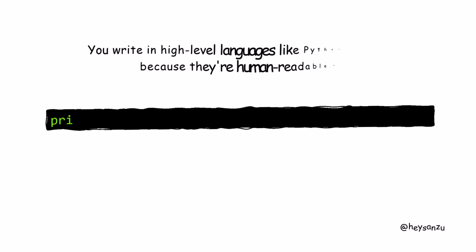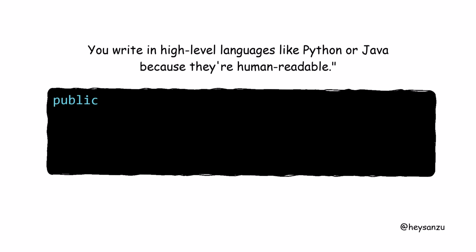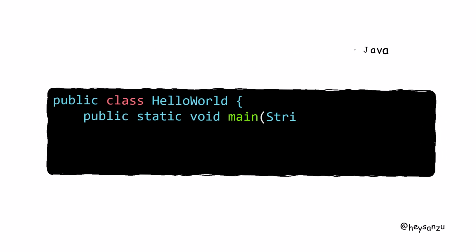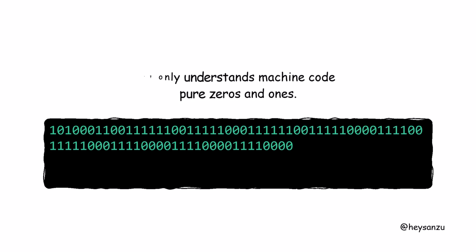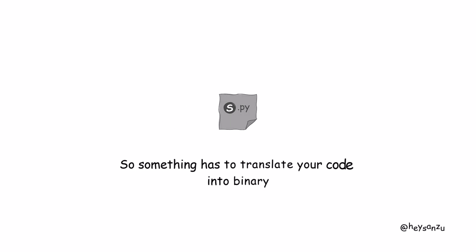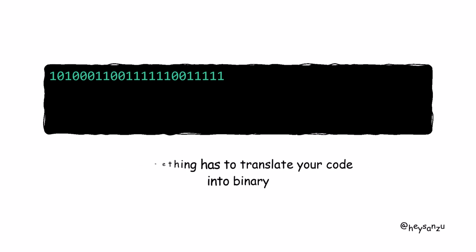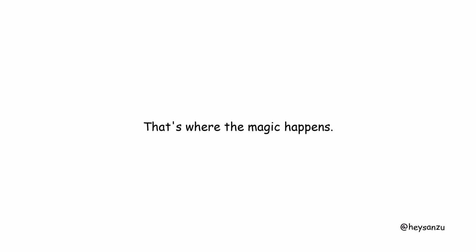You write in high-level languages like Python or Java because they're human-readable. But your CPU? It only understands machine code, pure zeros and ones. So something has to translate your code into binary. That's where the magic happens.